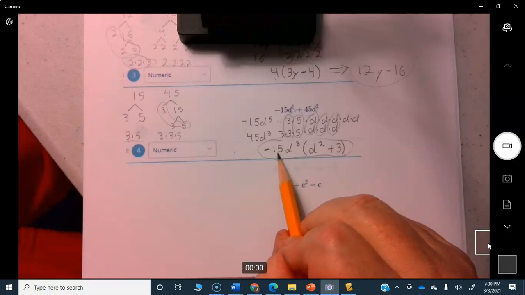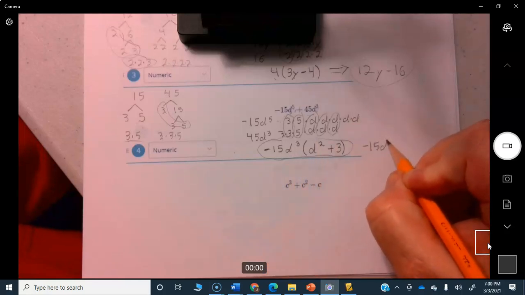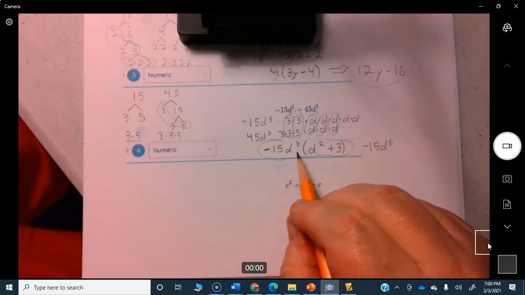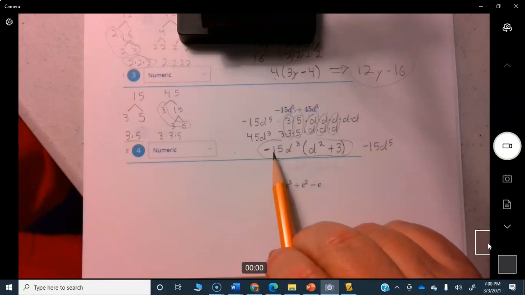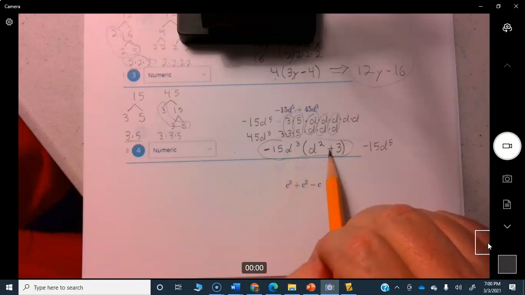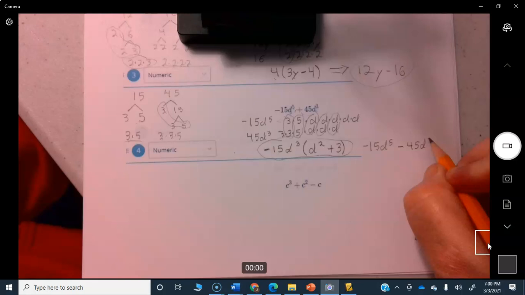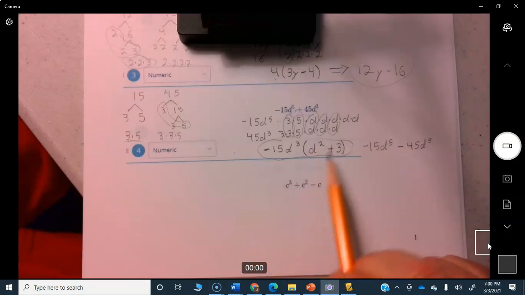Let's verify it. Negative 15d to the third times d squared is going to be minus 15d to the fifth. And then, oh, okay, so here's where I made a little goof. This is why you check your work. Negative 15d to the third times 3 is going to be negative 45d to the third. But that doesn't match. That's a plus sign. So what do we have to do? We have to make a change here.